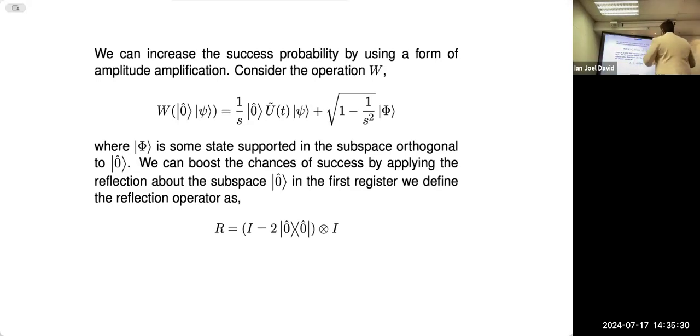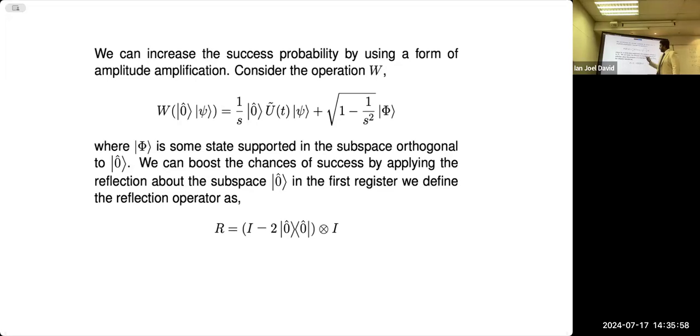Going back to thinking about something like Grover's, you see that we can increase the success probability by using this amplitude amplification strategy that I was talking about. So if we look at what W does to our initial register, it produces something like this, where this phi is some state that's supported in the subspace orthogonal to the ancillary register being in all zeros. So that's easy, right? It's just all the other orthogonal states.